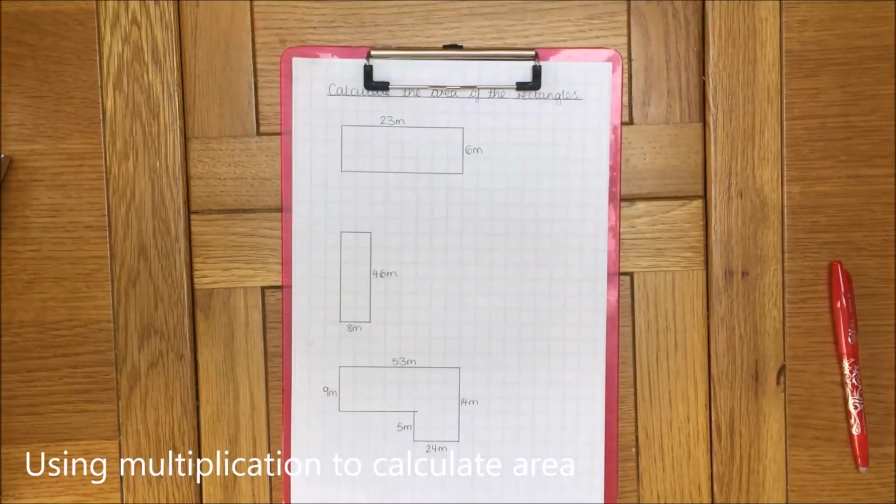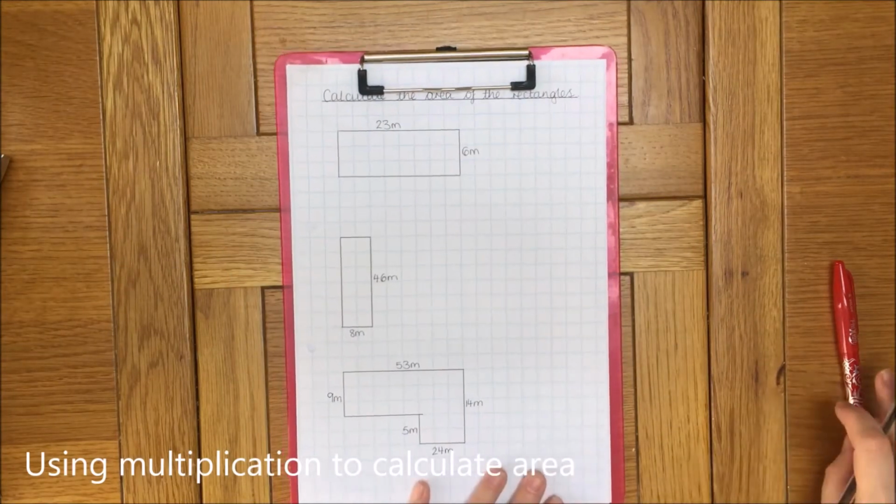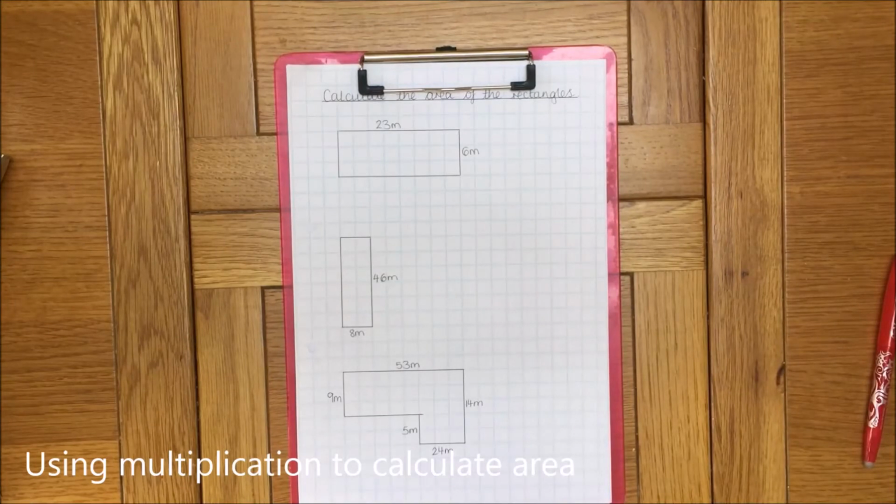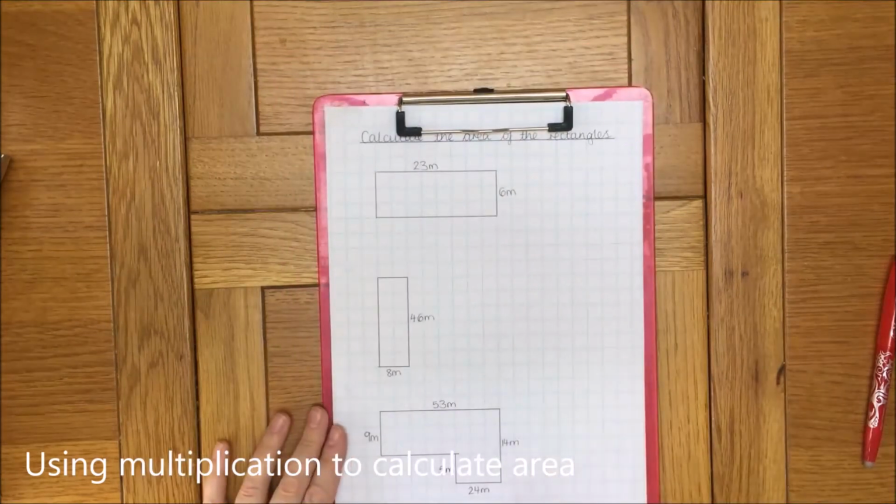So now I've got a couple of examples to go through with you. So the first one is a very straightforward rectangle. Please bear in mind on your task sheet that the shapes are not drawn to scale. And neither are they on this one.